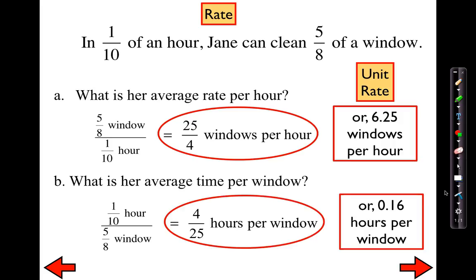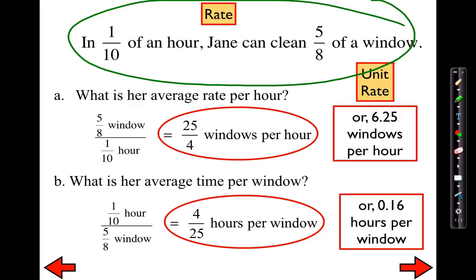Now you could have also turned it into a decimal, which is basically 16/100ths of an hour per window. So whichever way, same thing. So please remember that this very first piece of information is just a rate. However, by computing it per 1, we are technically finding the unit rate. So all of these are unit rates.